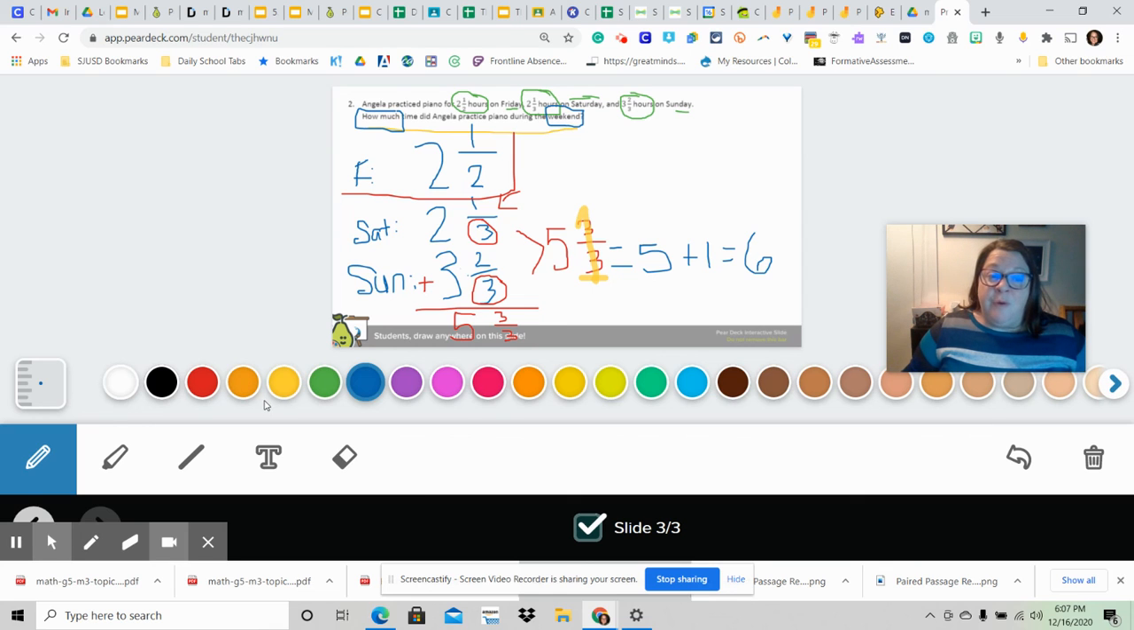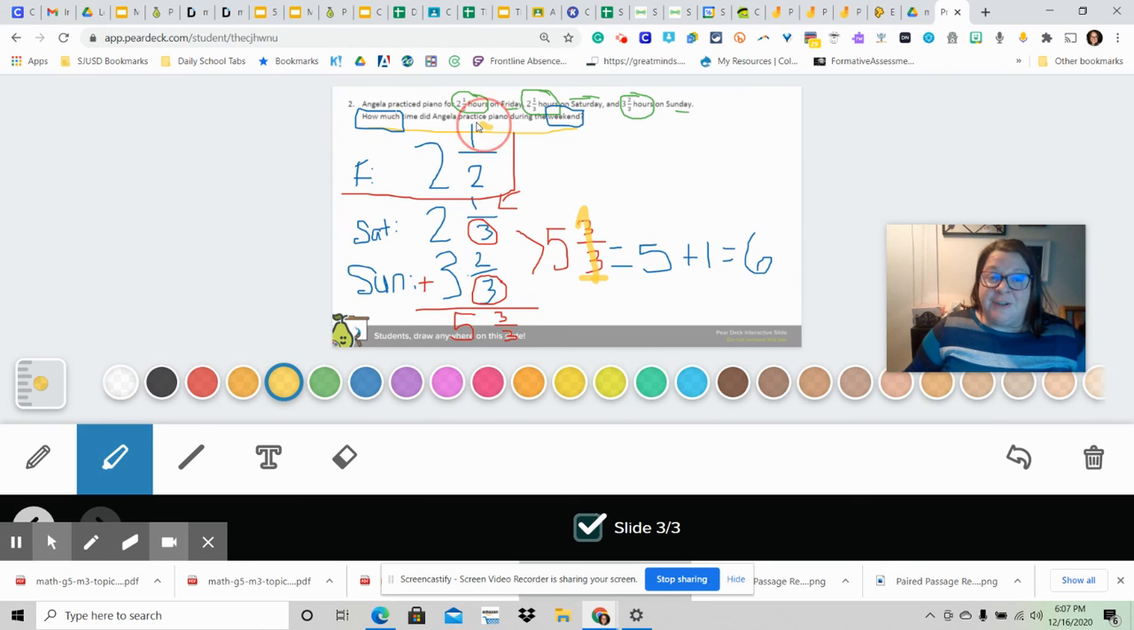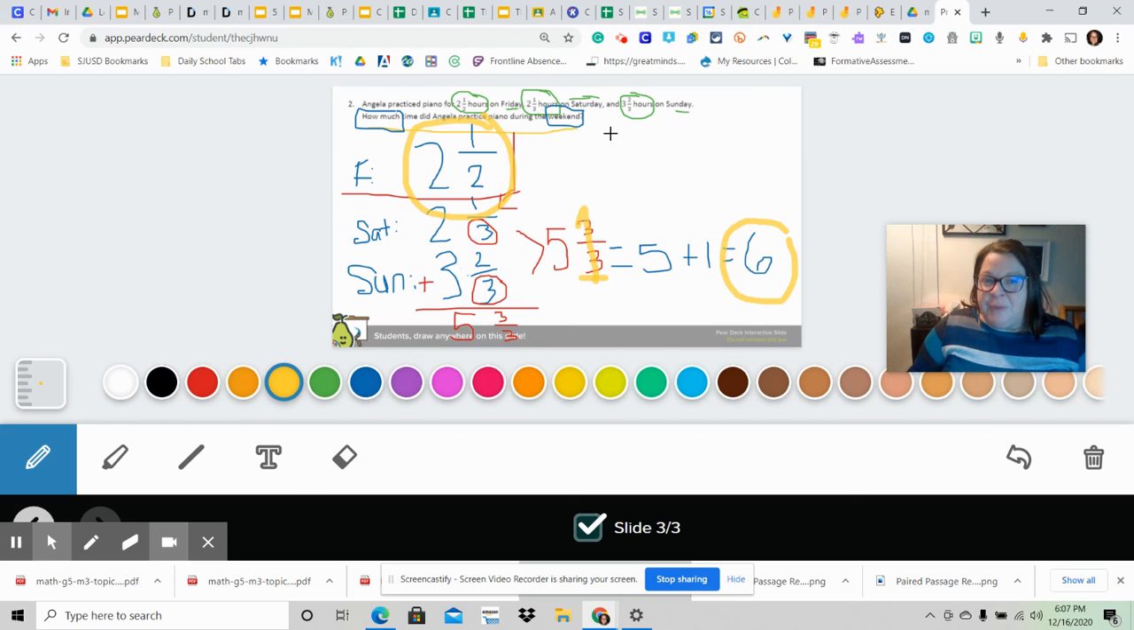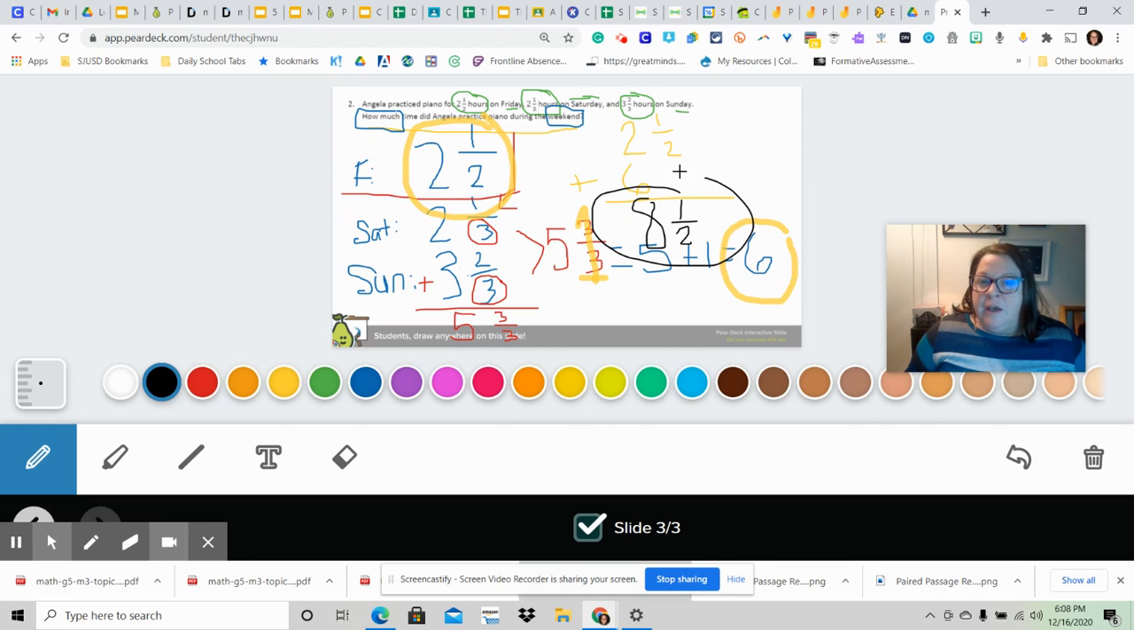And now I'm going to have a much quicker and easier time adding Friday and Saturday and Sunday together, because now I can just quickly do 2.5 plus 6 equals, and hopefully you guys are all like, oh my gosh, that's so simple. That's 1/2, and this is 8. So all together, Angela practiced 8.5 hours over her 3-day weekend, is what we will call it. I hope that helped, guys. Bye.